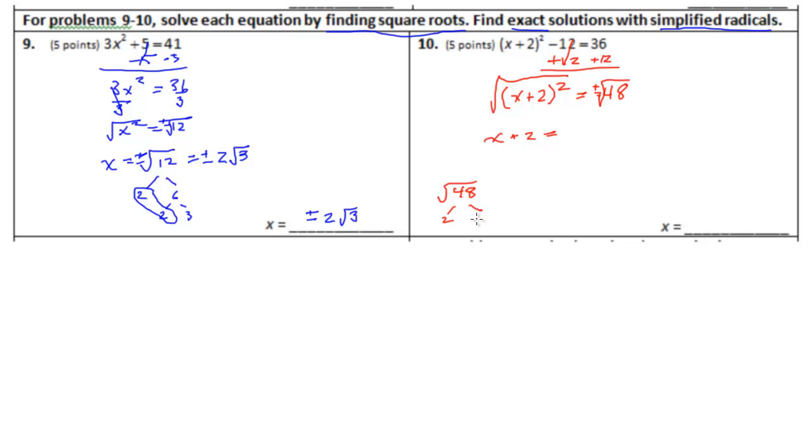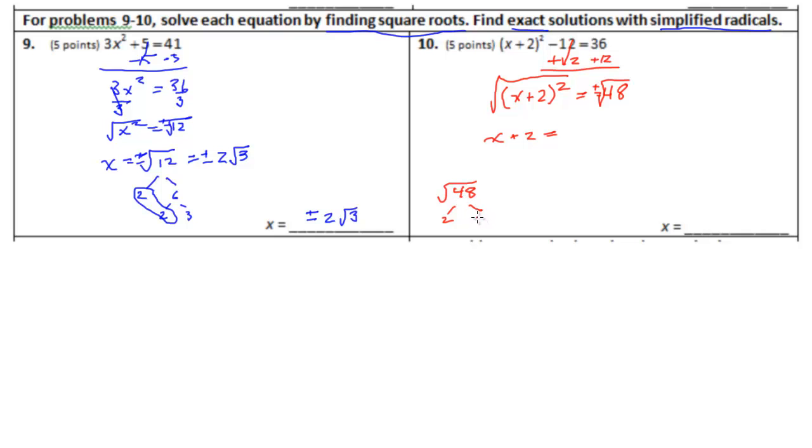You may go, oh, well, 16 or 4. 4 is a perfect square factor. 16 is also. This method that I'm showing, or I use, is a way of guaranteeing we get that perfect square factored out, that largest perfect square factored out.